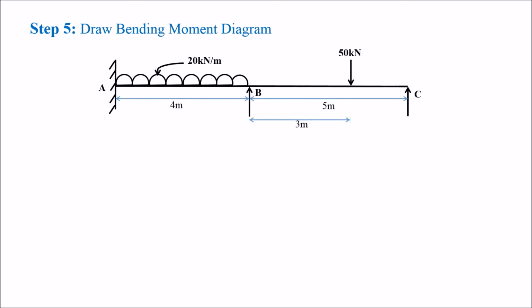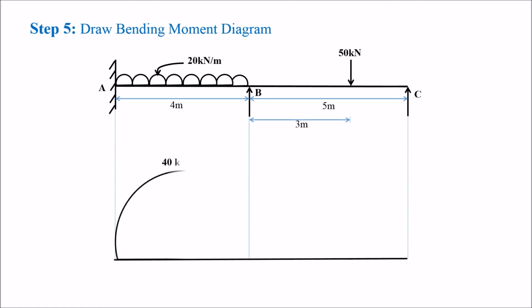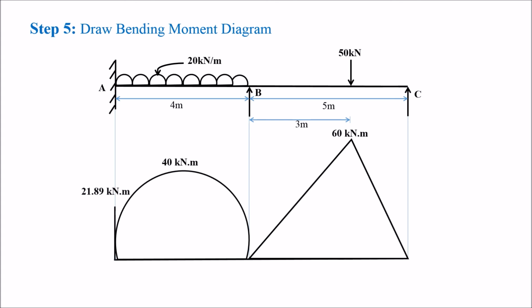Step 5. Draw bending moment diagram. This is the continuous beam. Simple bending moment of span AB is parabolic in shape, and simple bending moment of span BC is triangular in shape.